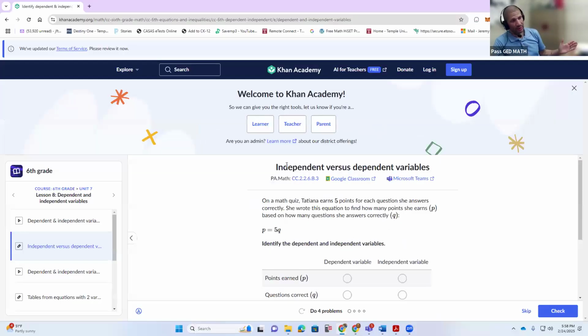So this is important in math and in science. So this is part of being able to identify.